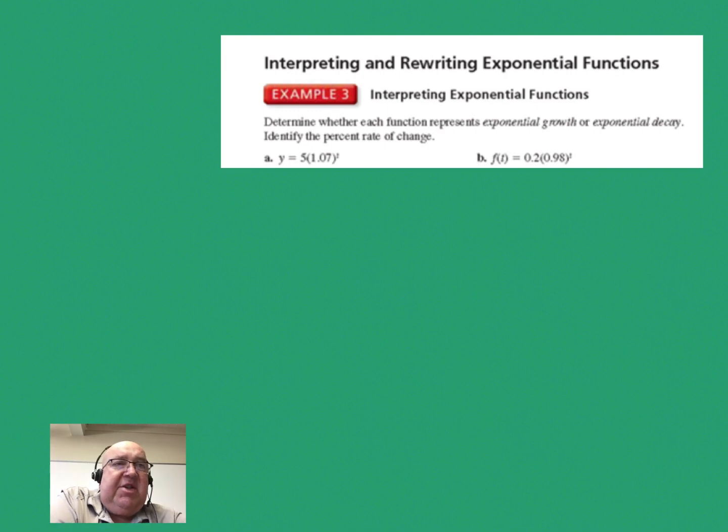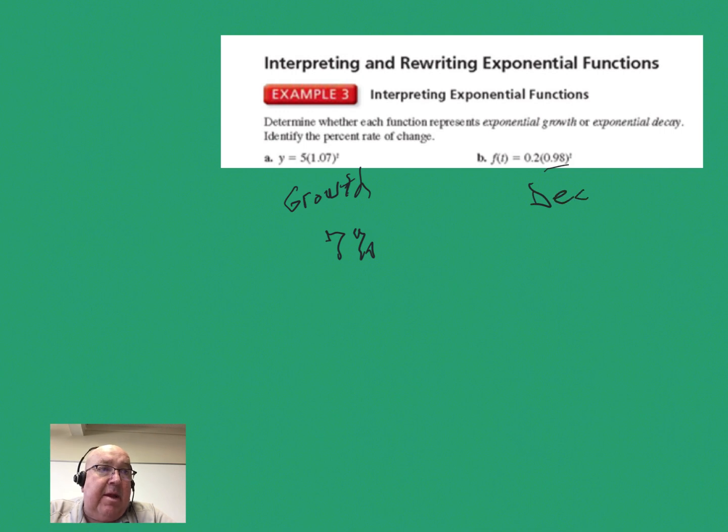Alright, determine whether each function represents exponential growth or exponential decay, and find the rate of change. Since the first one is greater than 1, it's going to be growth. And it's a 7%. We just turn that 0.07 back into a percent. Alright, second one, we can see that the value is less than 1, so it's going to be a decay function. And it's going down by 2%.